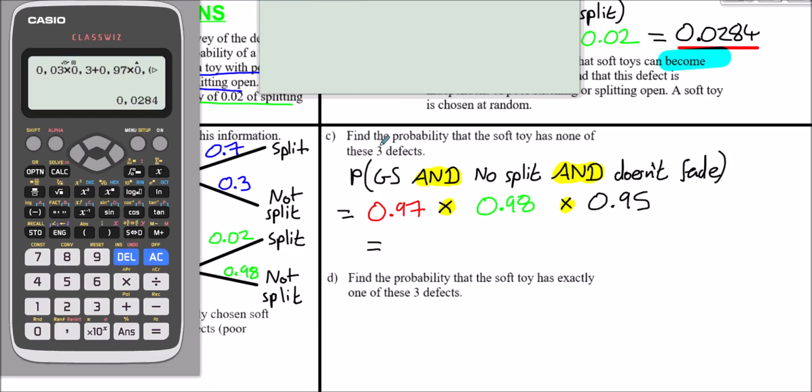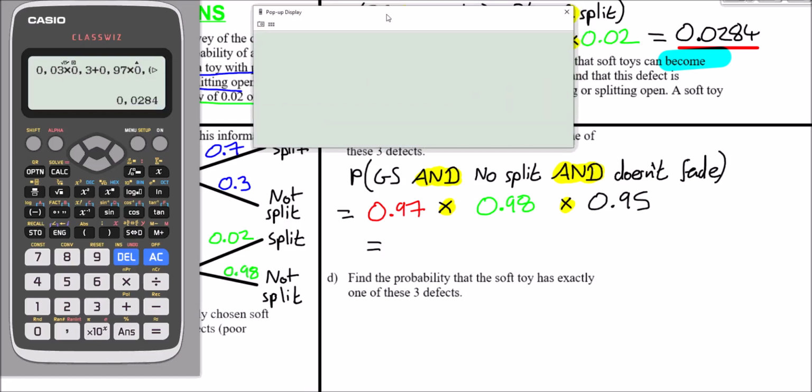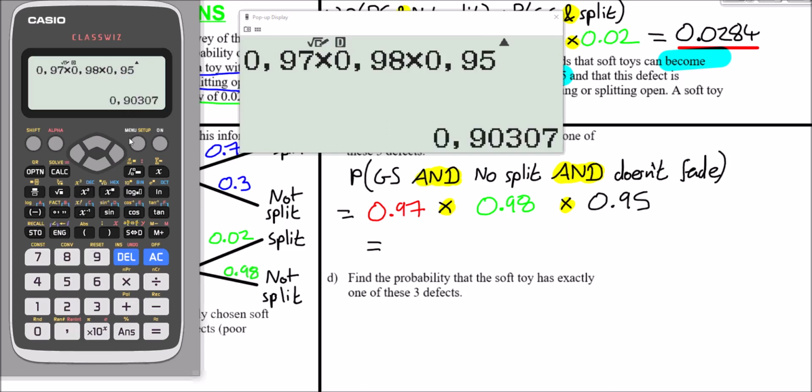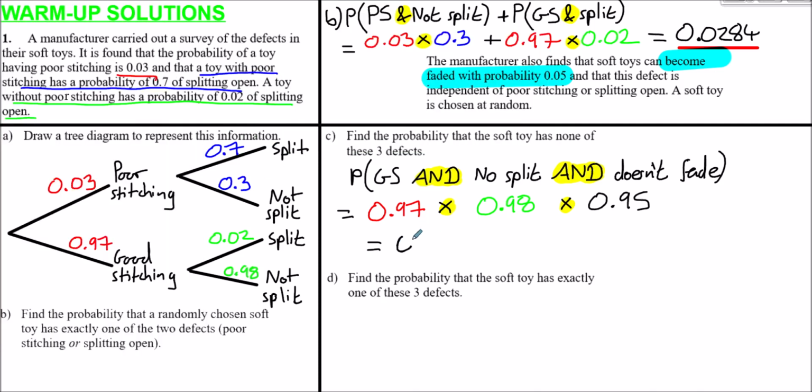Let's see what we get here. So 0.97 multiplied by 0.98, then multiply that by 0.95. This gives us 0.903. So we can round that to just 0.903 if we want. So just over 9 out of 10 toys are going to be sold and are going to be absolutely fine.